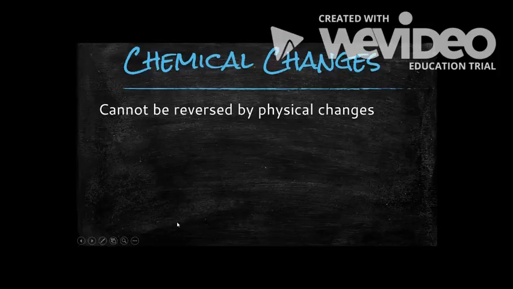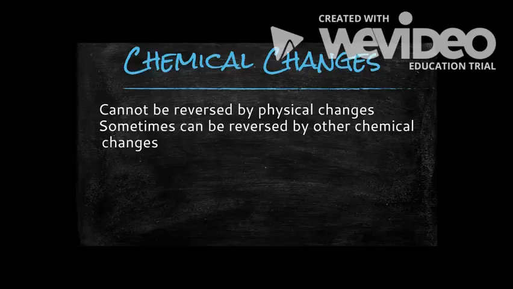Okay, and again, these chemical changes cannot be reversed, especially by any physical change afterwards. Sometimes you can use a chemical change to reverse the chemical change back, but physical changes are never able to change back the chemical change that occurred. And rarely can a chemical change get us back to exactly what we were before, but it's possible.